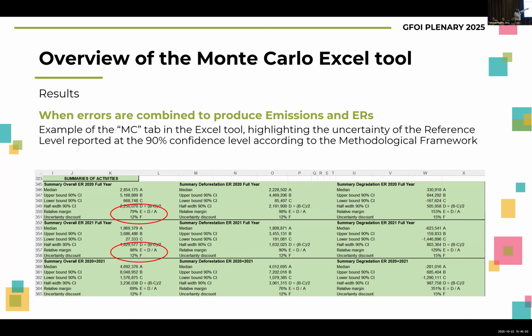So in the Monte Carlo, the MC tab, so there are 3 Excel sheets. This is the MC tab. We highlighted the uncertainty reference level, and it's a 90% confidence, and you can see that for each year in there. And here we had the combined for the monitoring period 2020-2021. This is in line with the FCPF framework, where you needed to combine the monitoring year. So we can have for each monitoring year, and you can have for the combined also as well.